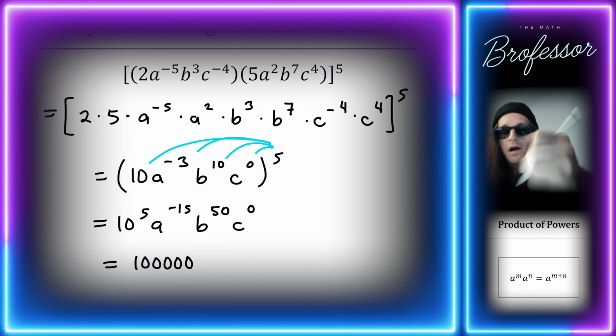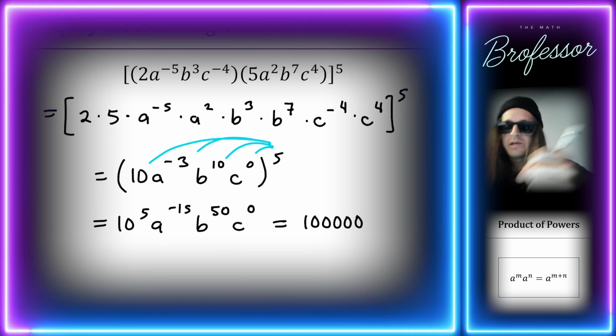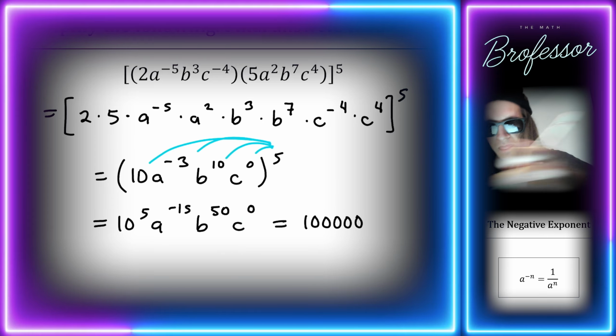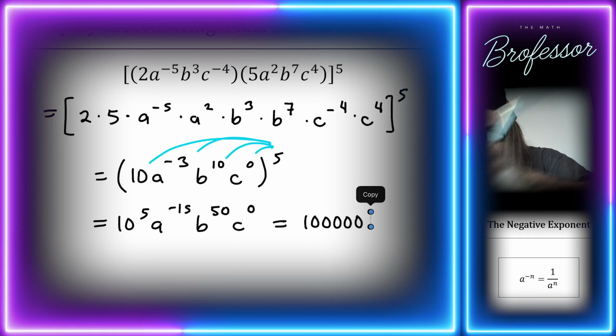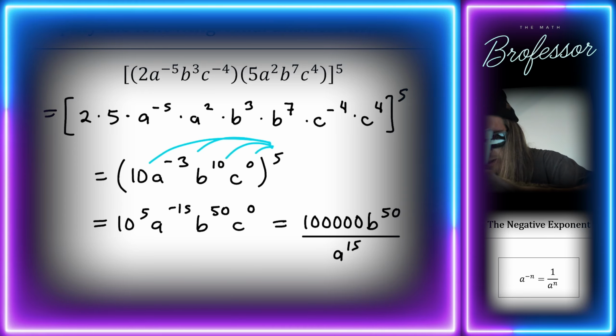Now, good. Let me move this over here because we also have some negative exponents we need to deal with. So we need to deal with negative exponents. The B stays up top because it's positive. That's a 50 on the B. Sorry, I don't know why I just started struggling. The A goes to the bottom and becomes positive. A to the positive 15th.